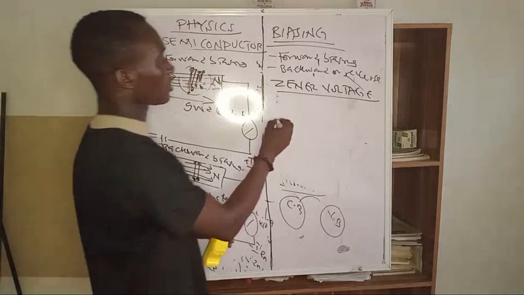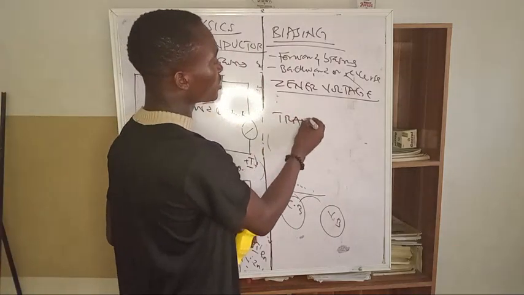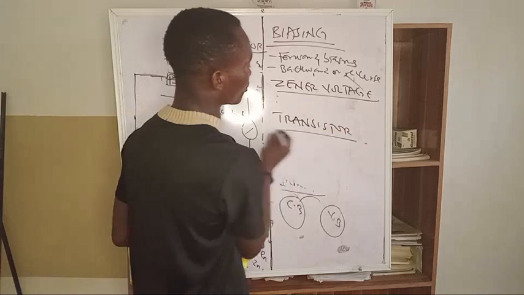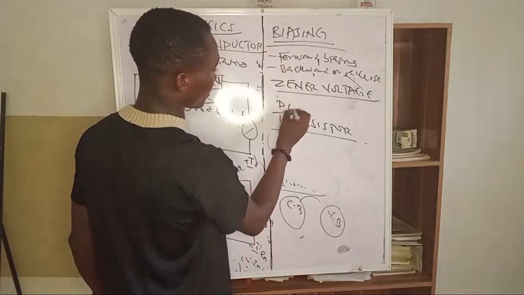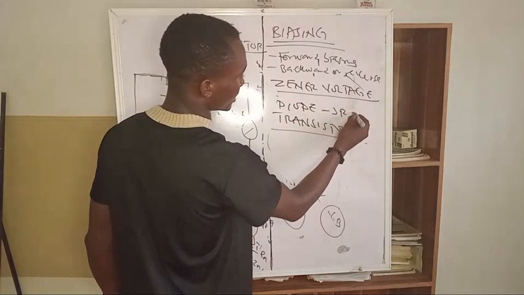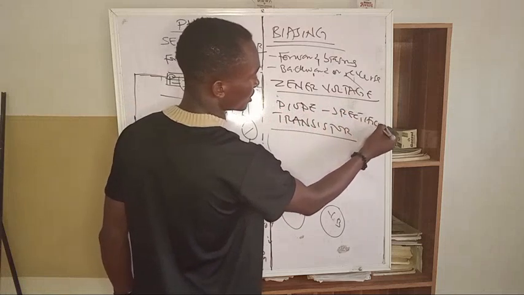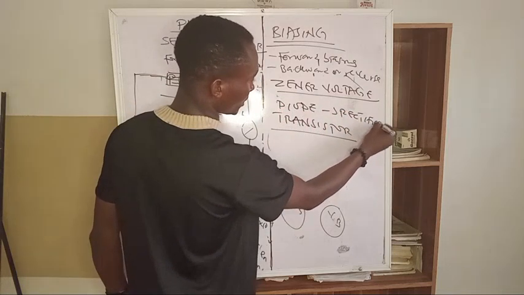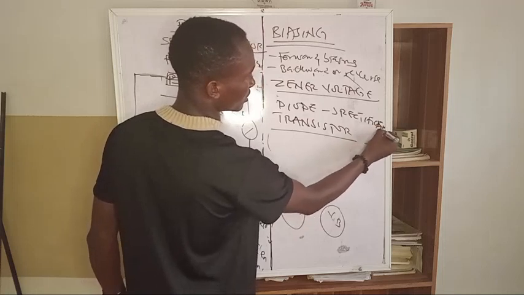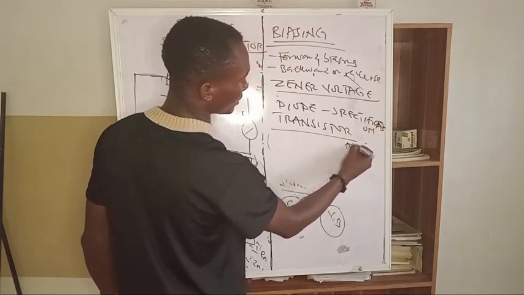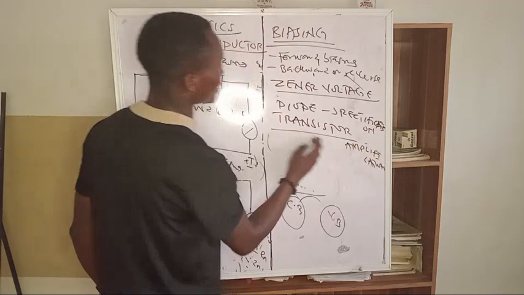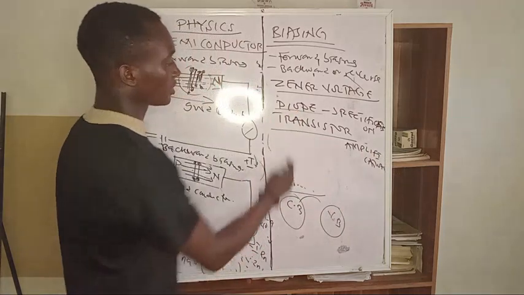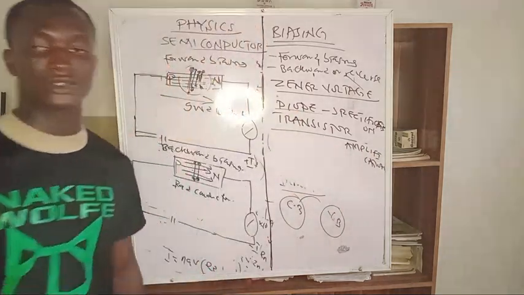There's also a device we call transistor. Transistor is used for amplification. We use transistor to amplify, maybe in an AC circuit, but we use diode to rectify. Diode is used for rectification of circuits, and this transistor is for amplification. That's the function.